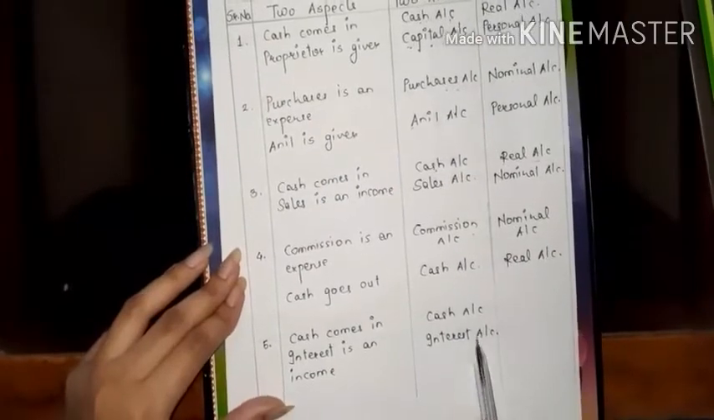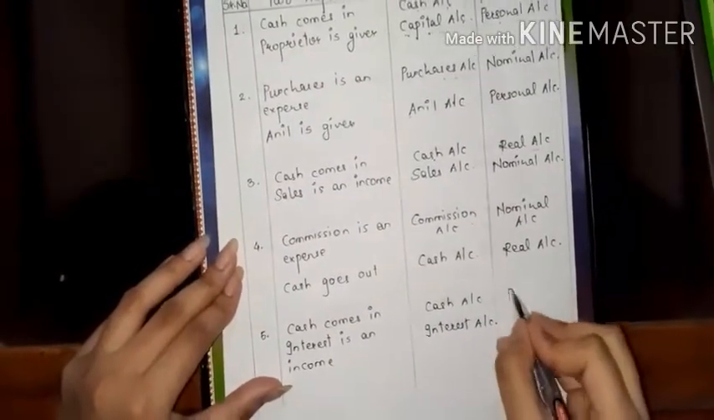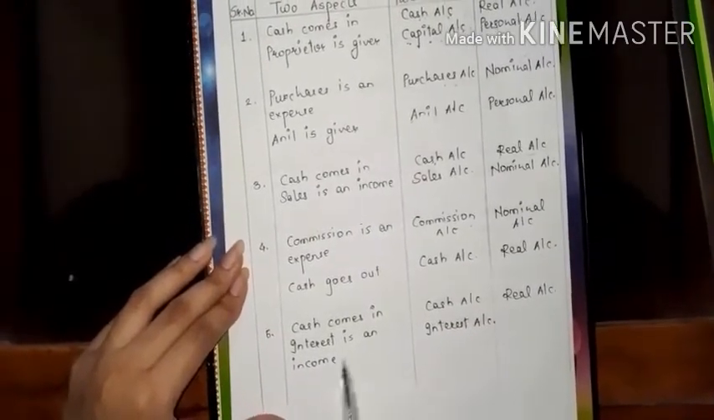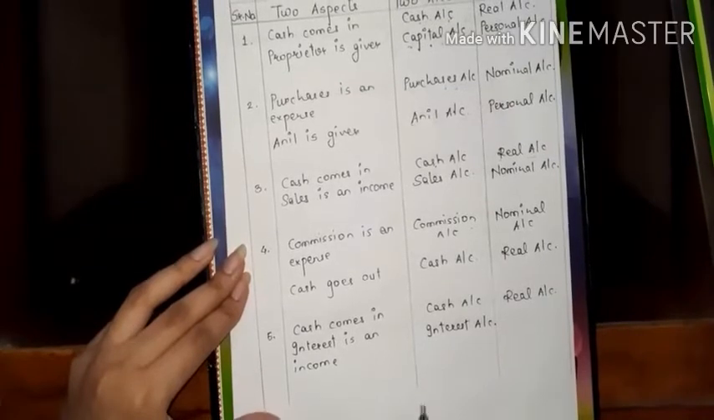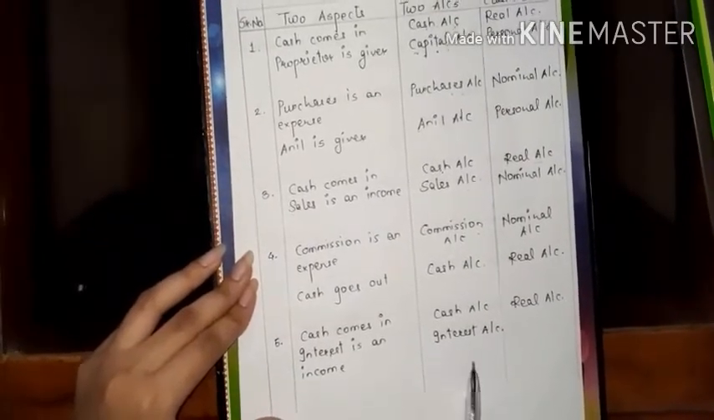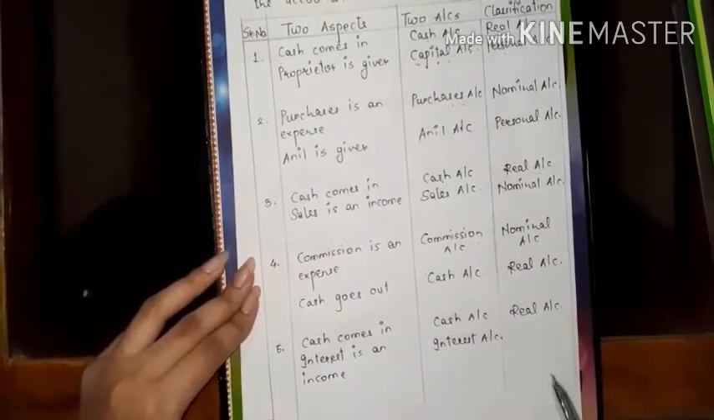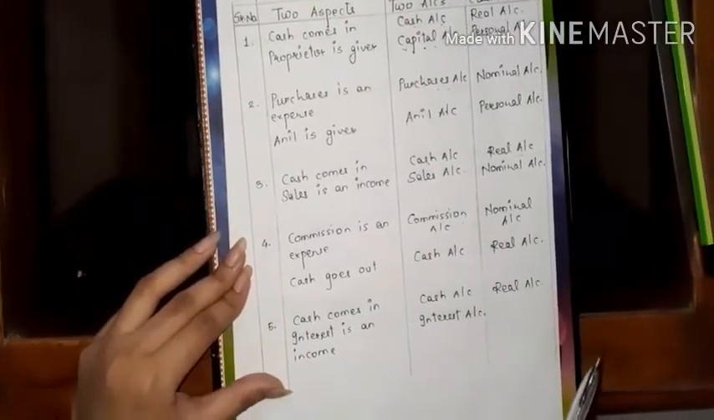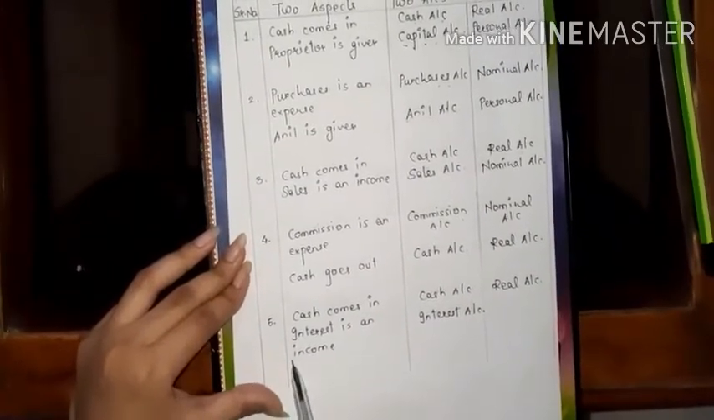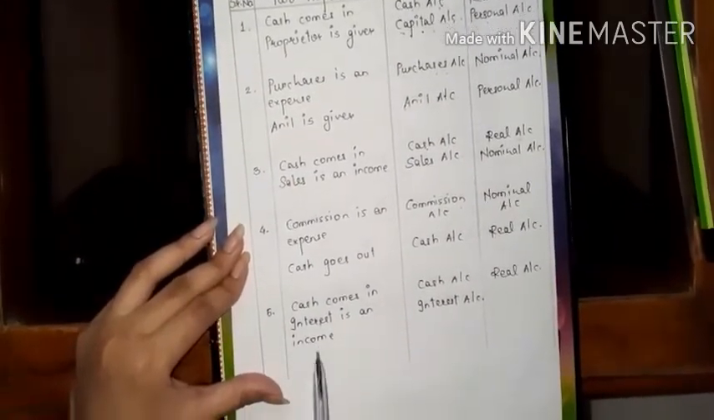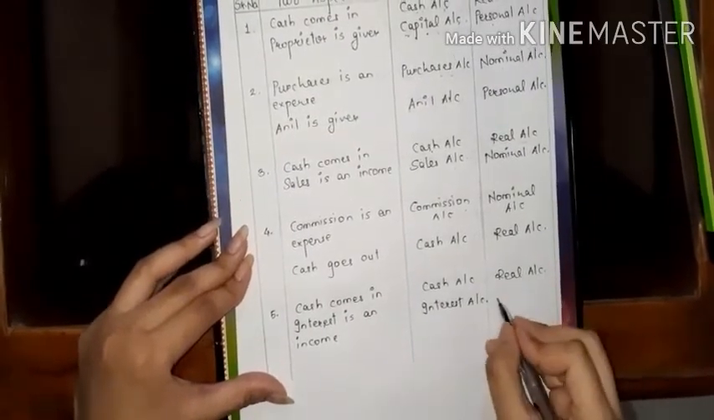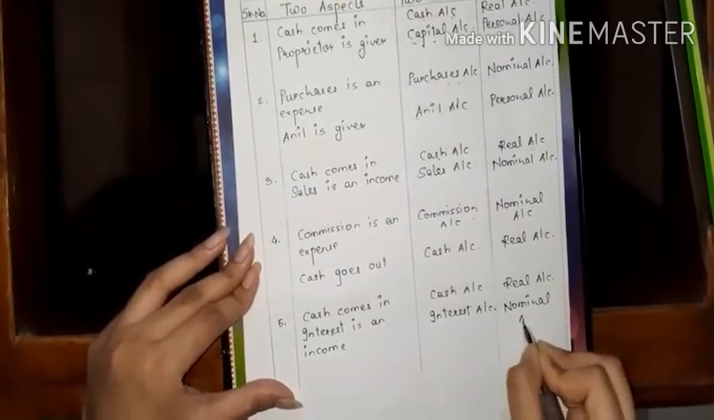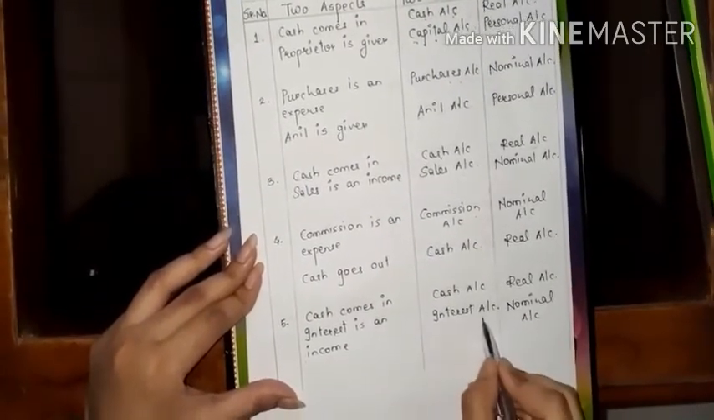Now we have to classify these two accounts. Cash account, we already know it is a real account. And interest account. Now through this transaction we have earned income in the form of interest. As I already told you, nominal account, what it consists of: debit all expenses and losses, credit all incomes and gains. Here we have earned income, that is, this is our profit, this is our income. So this account, interest account, will appear in nominal account as this is our profit through interest.